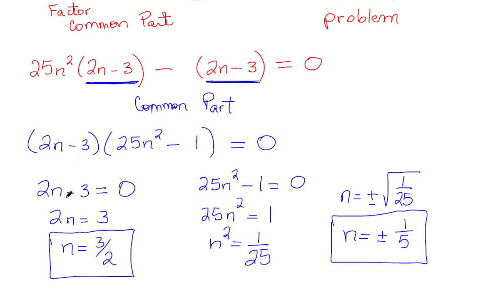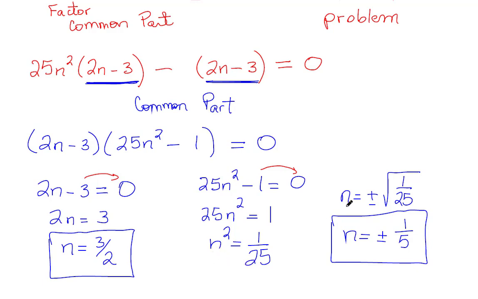Grab the first piece, set it equal to 0. So I move the 3, 2n is 3, and then divide both sides by 2. For this piece, let's see, I'm going to move the 1 to the right. I'm going to get rid of the 25, divide both sides by 25. And this looks like we're all set up for the square root property.